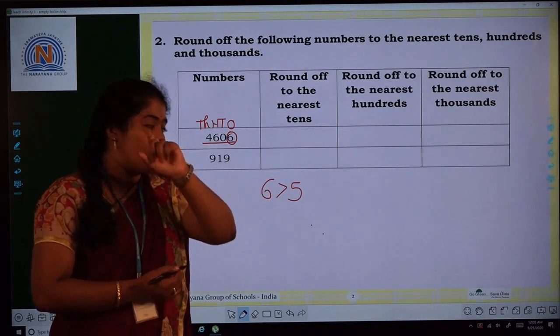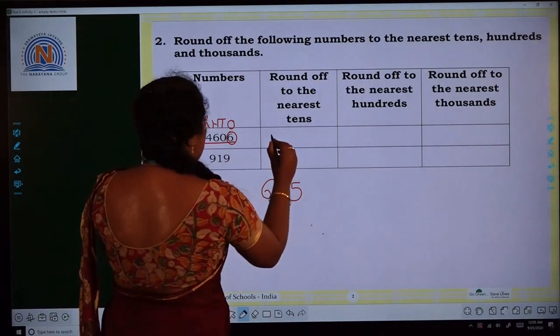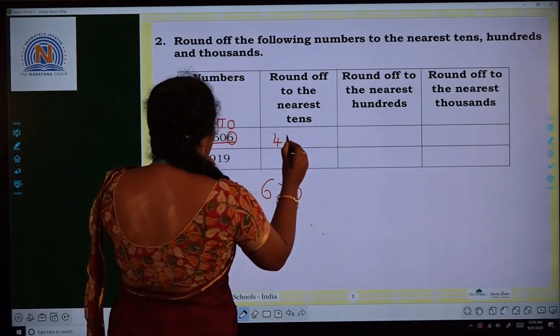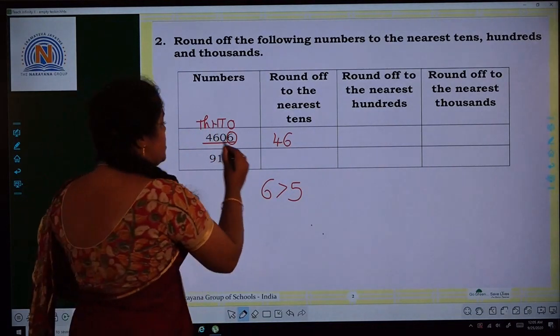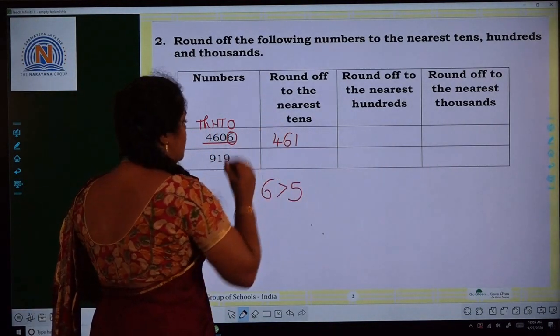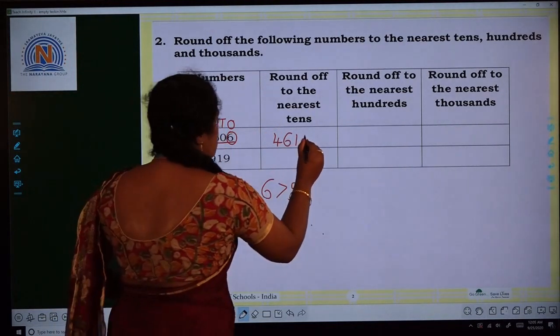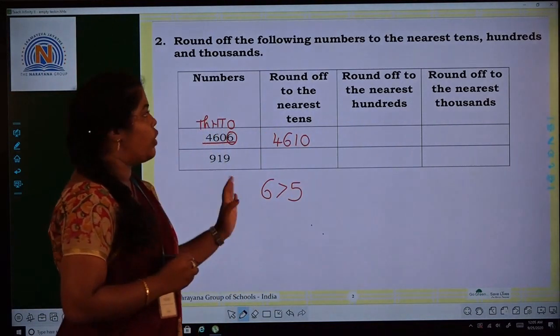It means, yes, 1. So, the remaining digits stay as it is in thousands place and hundreds place, and tens place will increase by 1 digit. Here 0 is there. It increases by 1, it makes 1, and ones place should be 0. Moving on to next one.